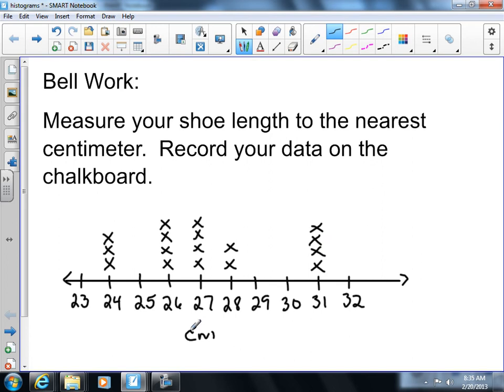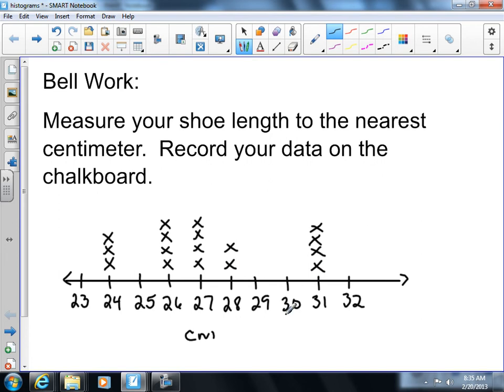Okay, do I have any gaps? Let's kind of review a little bit. Where are my gaps? Okay, I have a gap between 28 and 31. And my clusters kind of seem to be 26 and 27, and then maybe you consider 31 as well. All right, so this is my data.